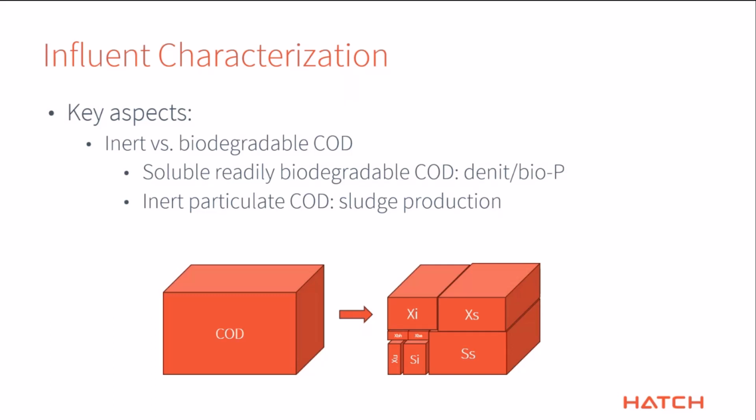So the key thing that you have to do with your influent characterization is break it down. It's usually pretty straightforward to break it into soluble and particulate components. Hopefully you have enough data to be able to sort of see that. And then try to break it into the readily biodegradable versus inert portions of your plant.